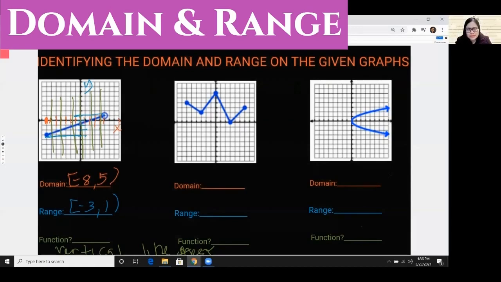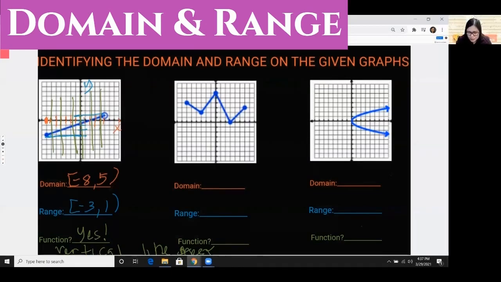So look at those vertical line tests. When I draw one vertical line, it passes through the blue graph only once. Therefore, it is a function. We may say yes, it is a function. Take note of that. If the green vertical line passes through the blue graph more than once, or twice or more, it is not a function. Take note of that. So next one, for number two, we're going to identify the domain and the range.